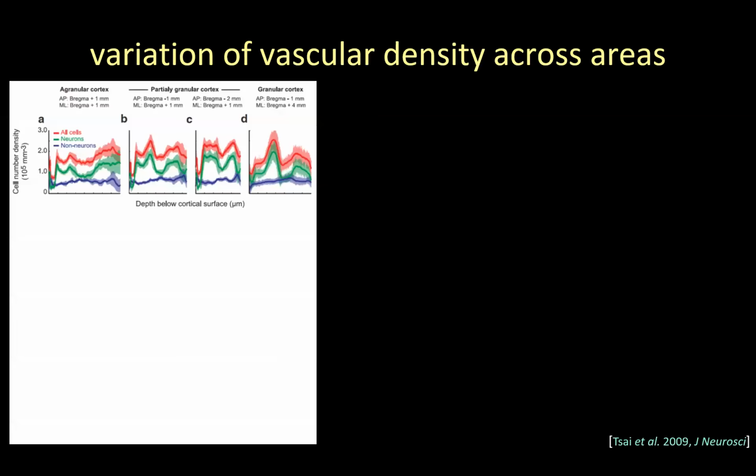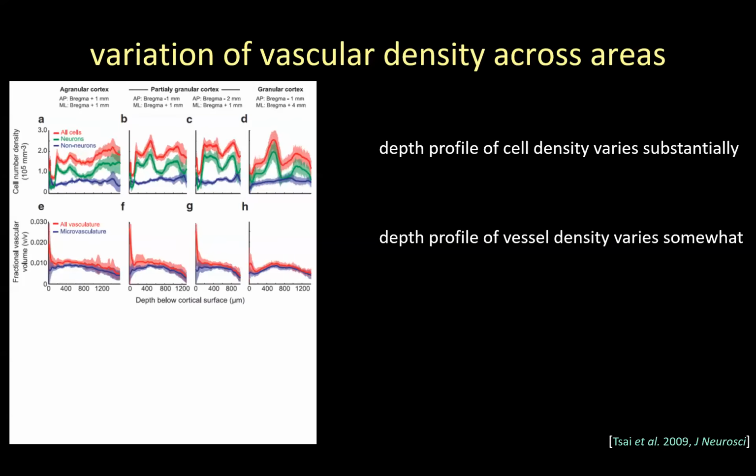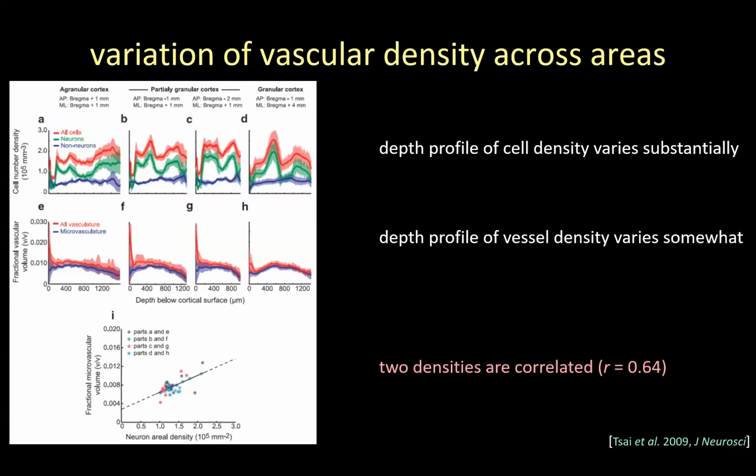We see some variation of vascular density across areas. This is work from David Kleinfeld's group, looking at different types of cortices: agranular, partly granular, and granular cortex. We see that, first off, the cortical depth profile of cell density varies substantially across these areas. But he also saw that the depth profile of the vascular density also varied somewhat across these different cortical area types. Less is known about the microvasculature, but we see there's some rough correlation in this case between vascular density and cell density, with a correlation of about 0.64.